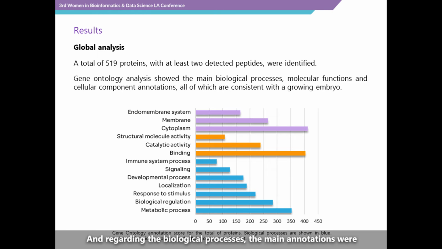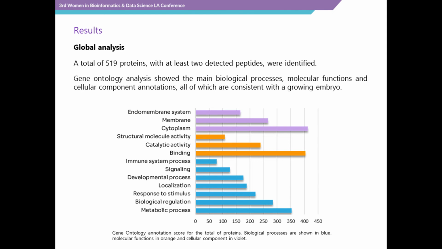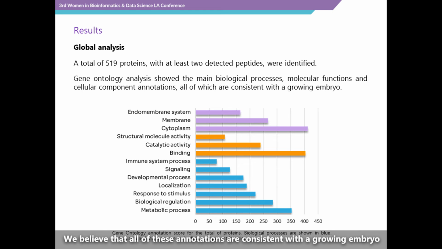And regarding the biological processes, the main annotations were metabolism, biological regulation, response to stimulus, localization, development, signaling, and immune system processes. We believe that all of these annotations are consistent with a growing embryo and its preparation for the implantation.